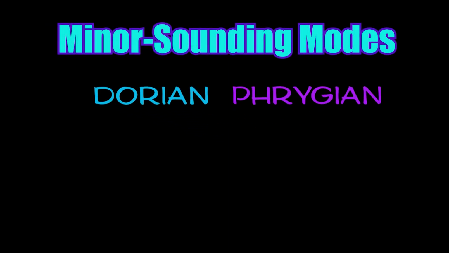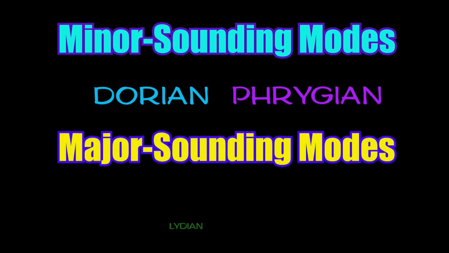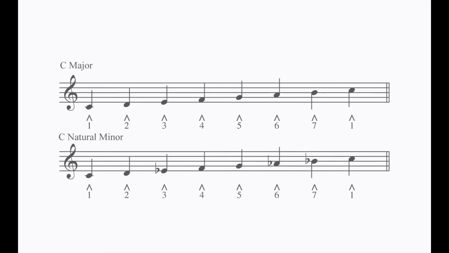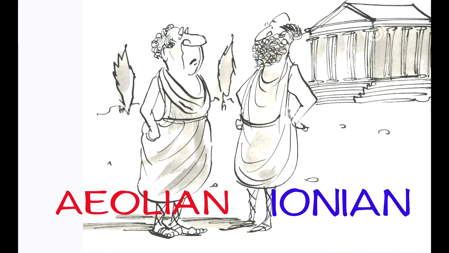The easiest way to identify modes is to relate them to either the major or minor scales. There are some like the Dorian and Phrygian that have a minor sound, whereas others like Lydian and Mixolydian have a more major sound. This is because of the relationship between the first and third scale degrees. But before we look at these modes, let's look at the major and minor scales, because these are also considered modes. They even have their own special Greek names that we use when we refer to their modal characteristics.